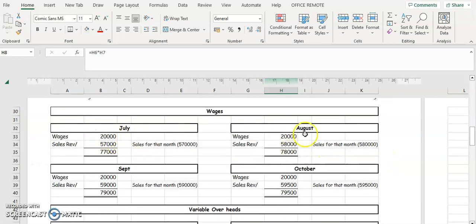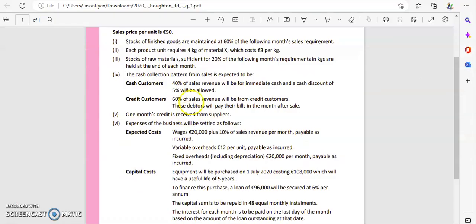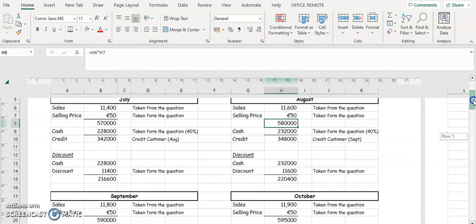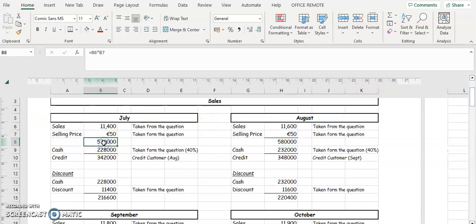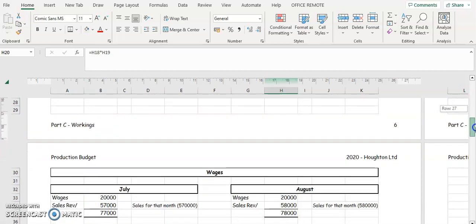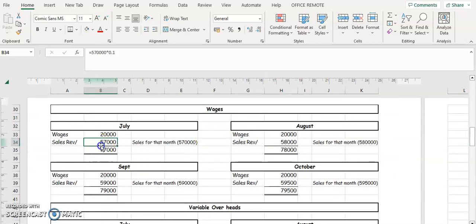You can pause it yourselves and see where the figures are coming from. So we know wages are 20,000. They are taken from the question itself. Now it tells in the question that we're going to get commission, or an extra amount, for 10% of sales that we had for each month. So we would have calculated our sales for each month as part of our workings up here. So 570, 580, 590, 595. So we're going to get 10% of each one of them. So we just calculate them out to get 10%.